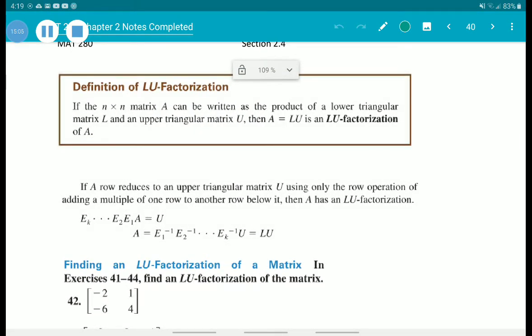The last thing in this section is LU factorization. So we could take a matrix and factor it into a lower and an upper triangular matrix. So L is going to be a lower triangular.